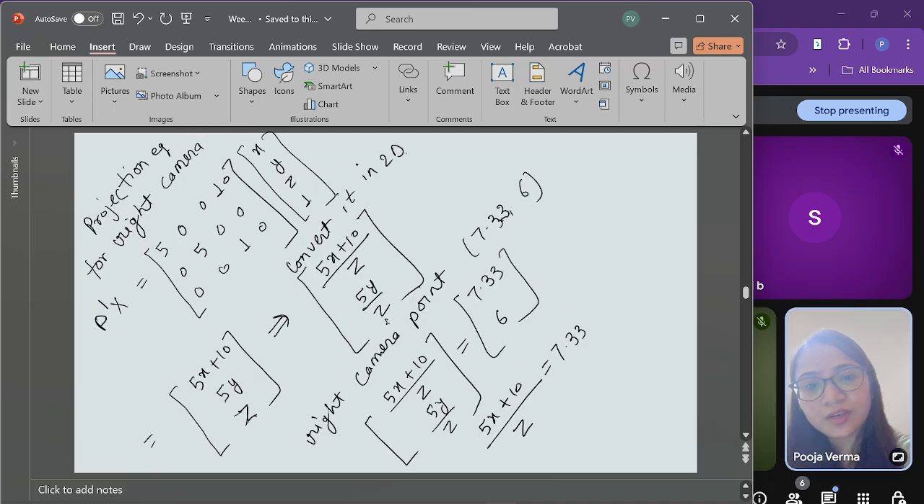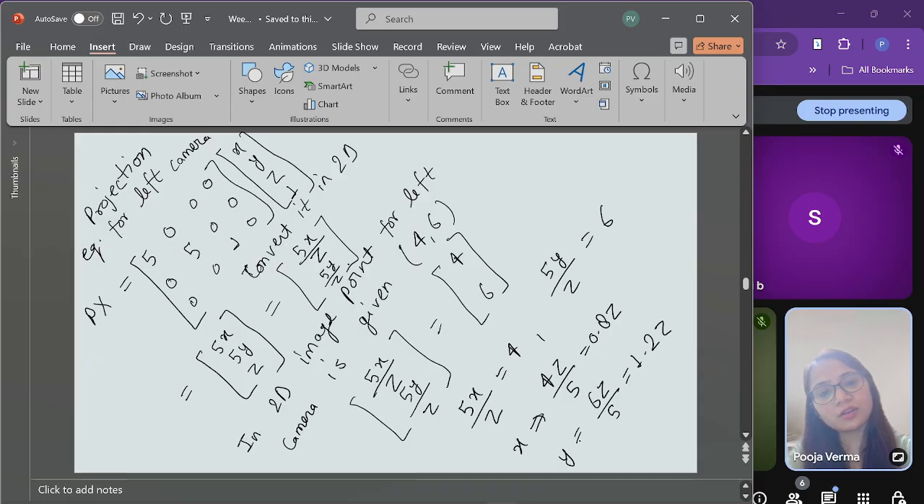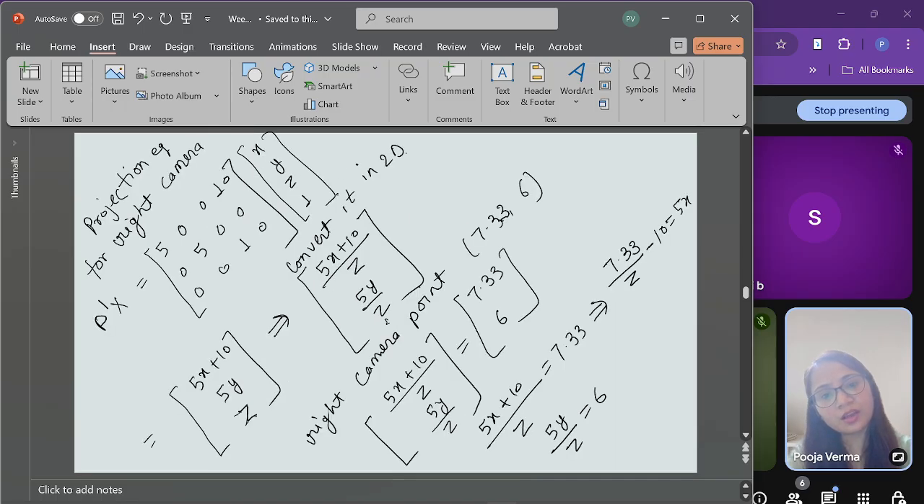So from here you can calculate the values. 7.33z minus 10 is equal to 5x, right? Or for the second value you have got 5y is equal to 6z, right? So y is equal to 6z divided by 5. Here also if you solve it you will get the same values. Y is equal to 6z divided by 5, so that means y is equal to 1.2z.